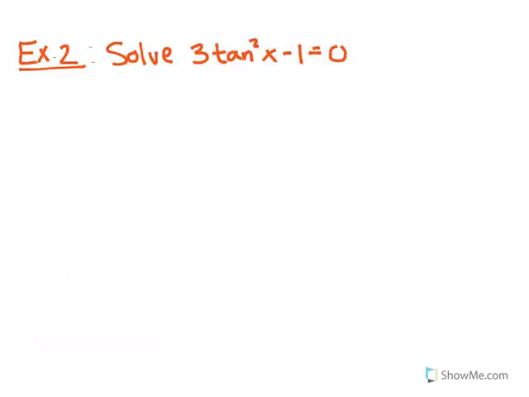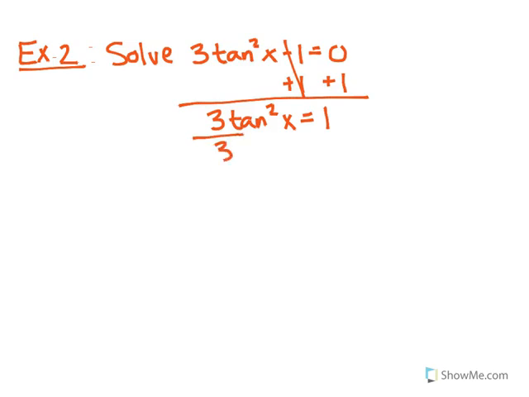Okay, so example 2 says to solve this equation, 3 tangent squared x minus 1 equals 0. So we want to get tangent squared by itself first, which means we're going to want to add this 1 to both sides. And now I'm left with 3 tangent squared x equals 1. And now we're going to divide out this 3. And I'm left with tangent squared x equals 1/3.